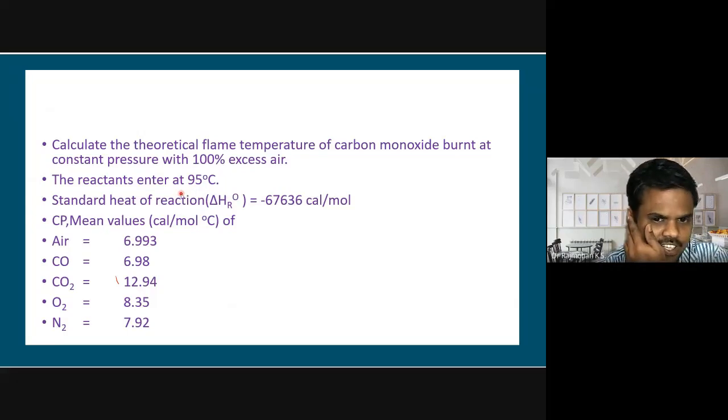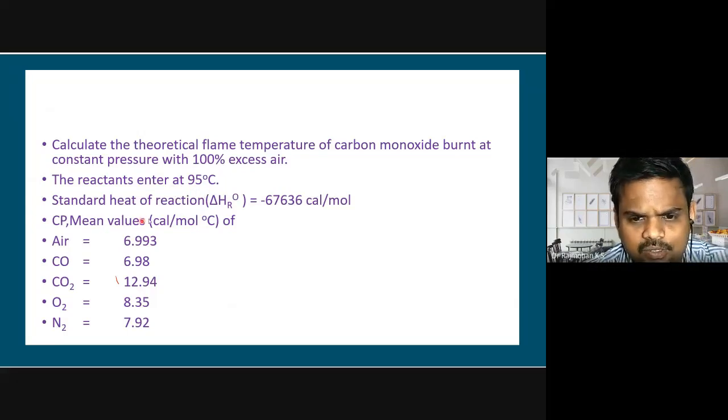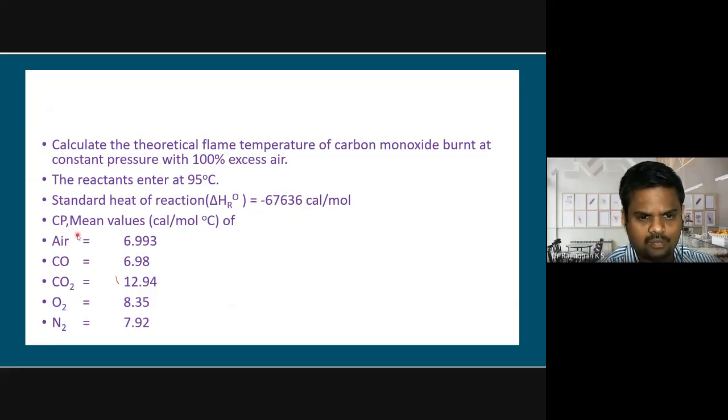Here the reactants are entering at 95 degrees Celsius. The standard heat of the reaction is given as minus 67,636 calorie per mole, and the Cp mean value is given in calorie per mole degree Celsius. For the reactant we have to consider air as a whole instead of individually considering how much oxygen and nitrogen. Carbon monoxide, carbon dioxide, oxygen and nitrogen Cp mean values are given, so we can determine the theoretical flame temperature.